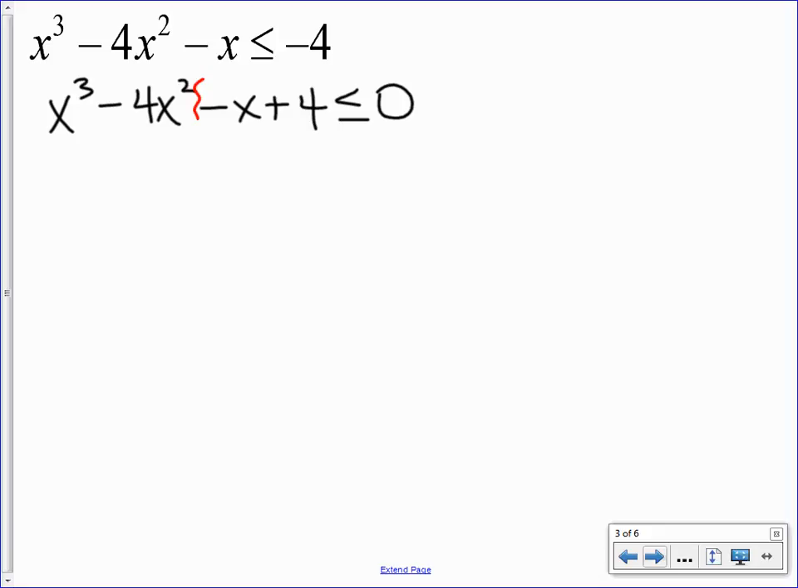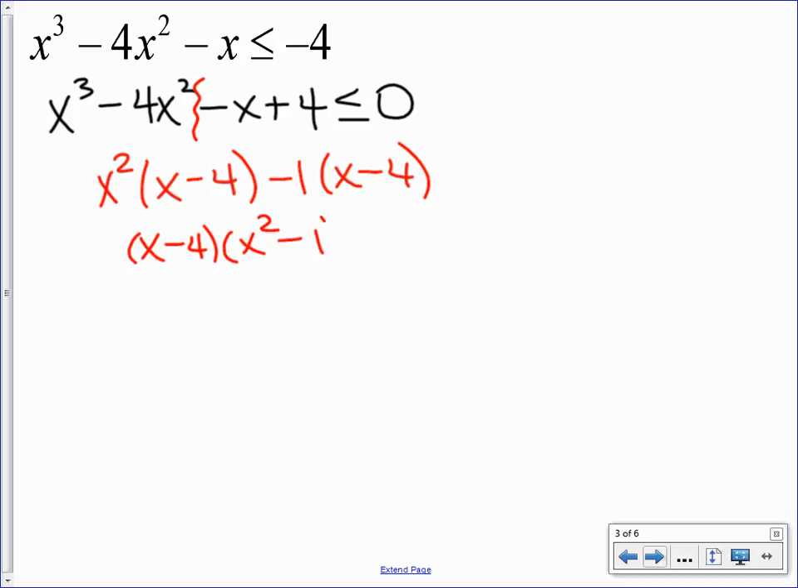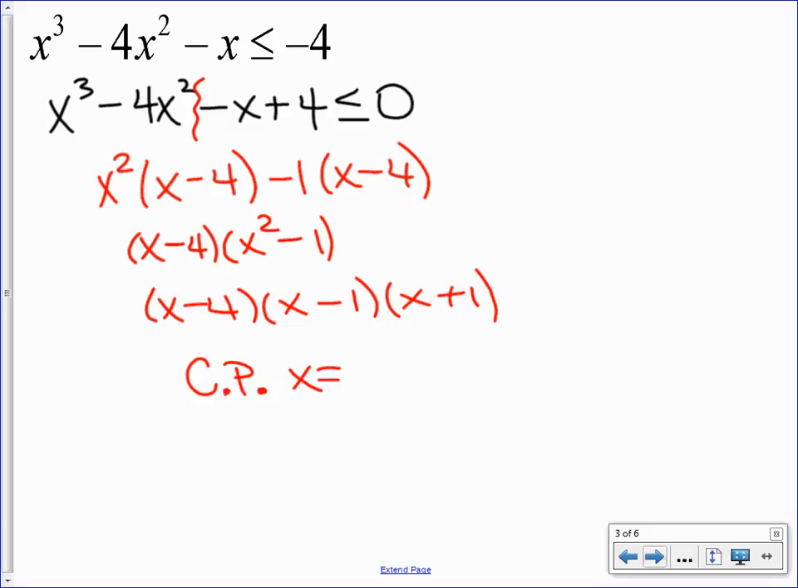All right, so factor by grouping. GCF of the first two, left over is x minus 4. GCF of the second two, minus 1, left over is x minus 4. So then we can factor this to x minus 4 times x squared minus 1, which then can factor to x minus 4 times x minus 1 times x plus 1. So where are our critical points? 4, positive 1, negative 1.